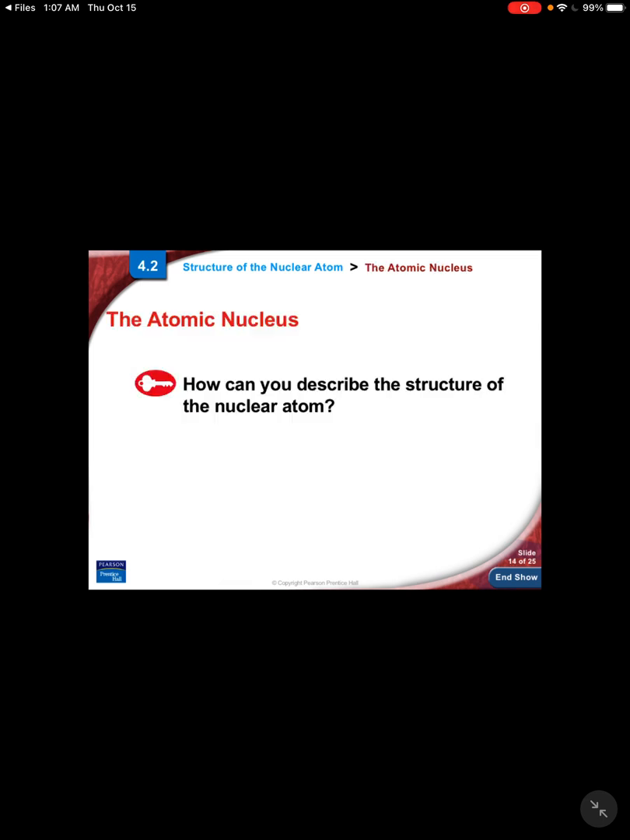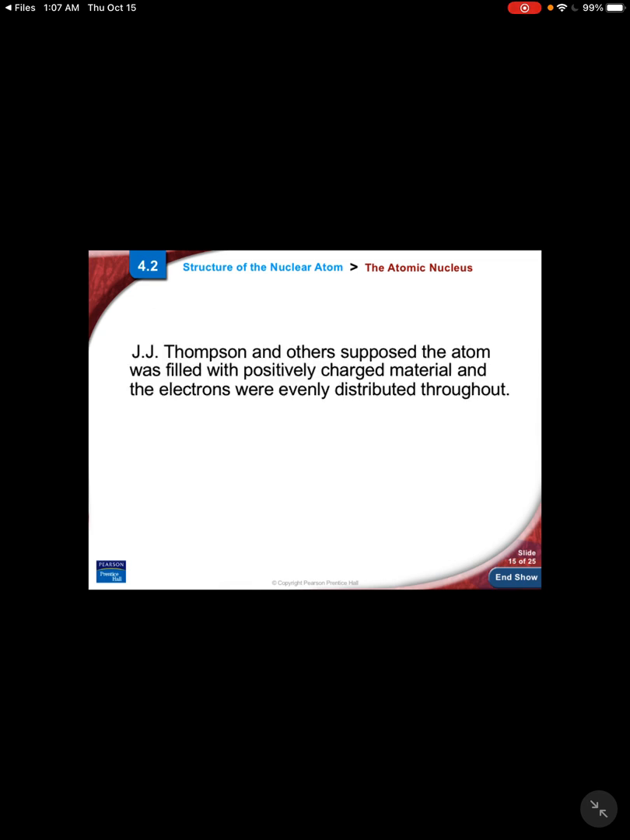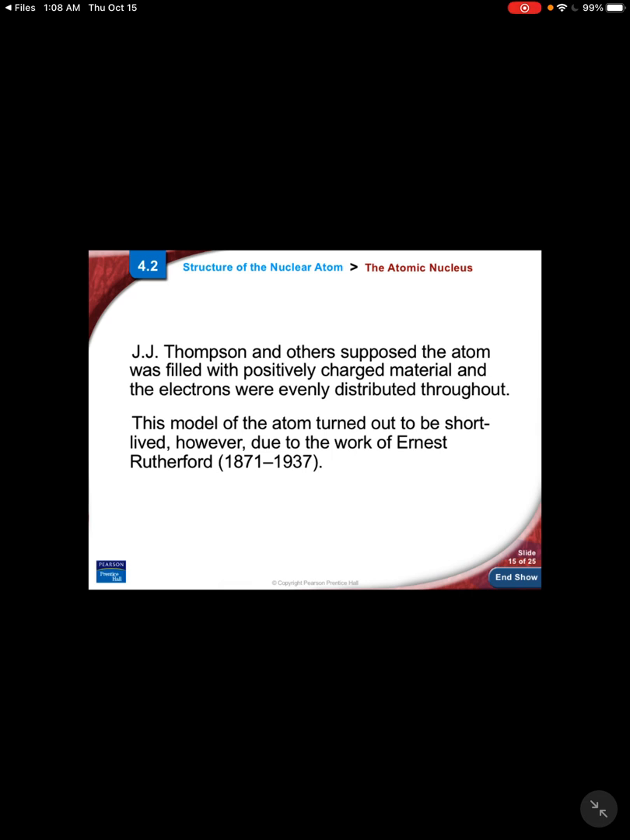What Ernest Rutherford discovered was that most of the mass of an element is concentrated in the nucleus. Thomson had a model called the plum pudding model, where you had a sea of positive charge with electrons floating in it, much like chocolate chips in a chocolate chip cookie, or bits of raisins or fruit in what was called the plum pudding model.